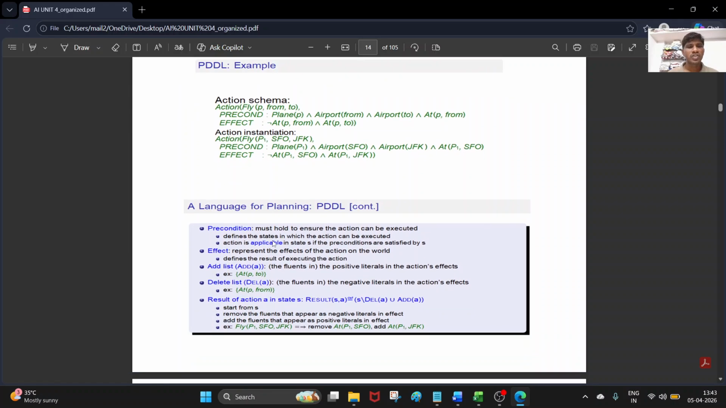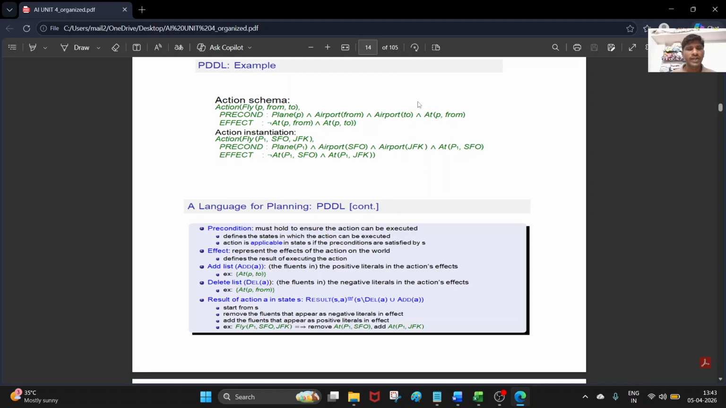Let us consider this PDDL example: the action Fly, where the plane flies. Here the action is Fly. The plane flies from a location, from, to the location, to, where it has to reach. For the preconditions, we note down that we need a plane for flying, an airport from and an airport to, and At(p, from). It has to start from the source. Next, the effect. What is the effect?